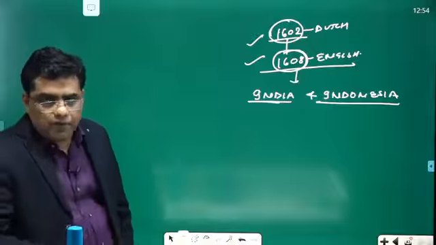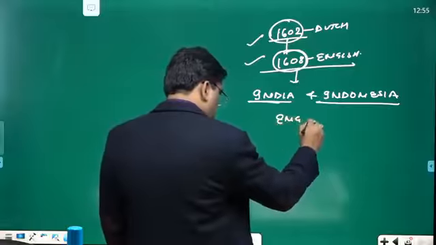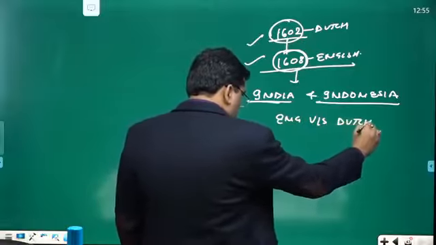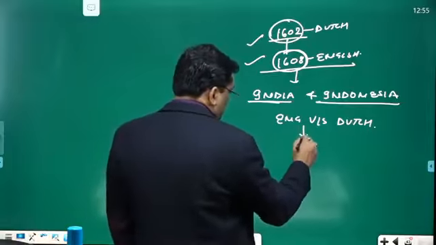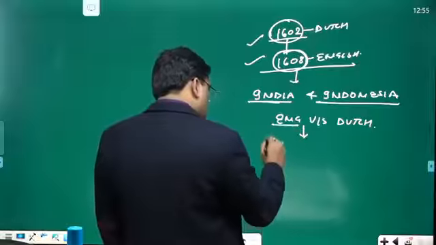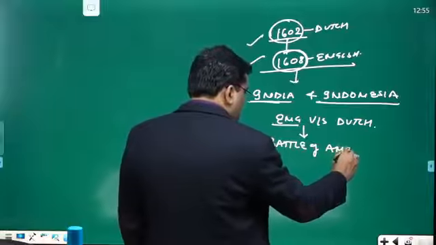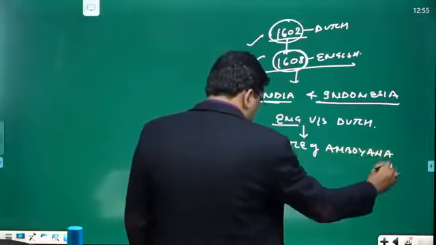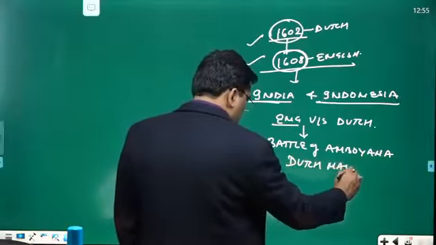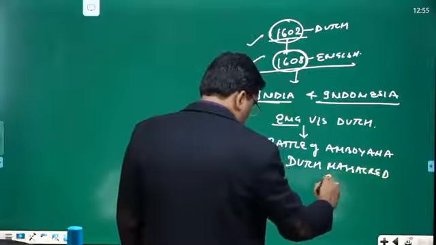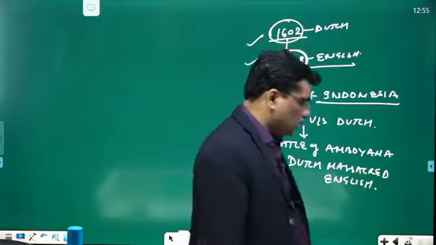But very soon the rivalry between English and the Dutch turned violent, in which the Battle of Amboyana took place. Amboyana is in Indonesia, where the Dutch massacred the English.